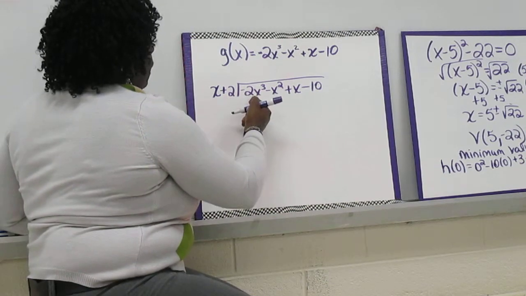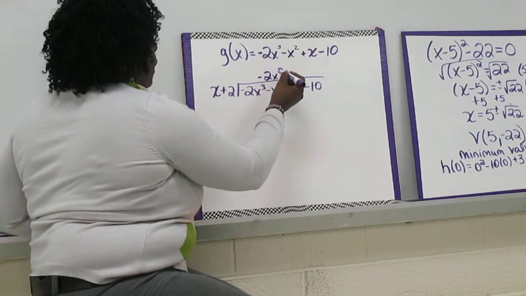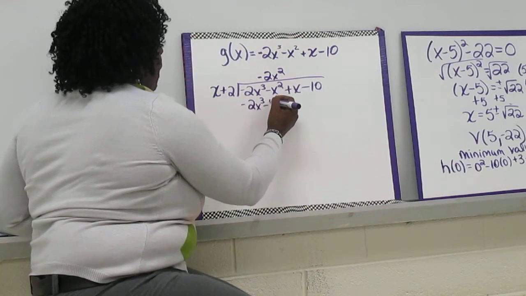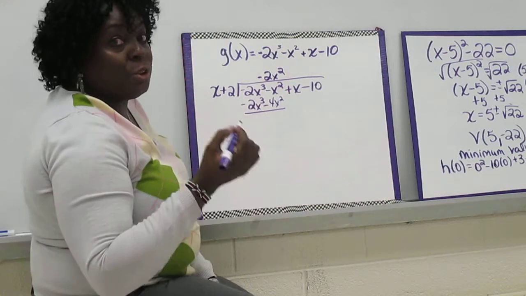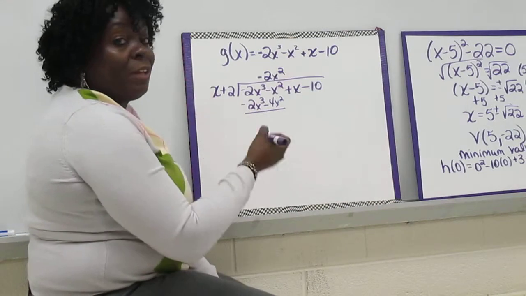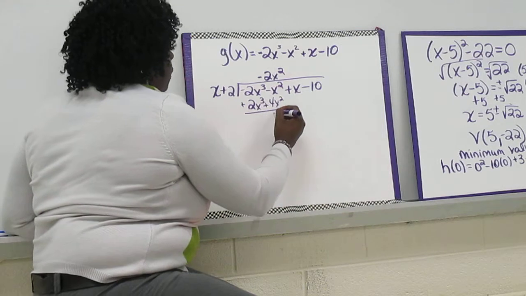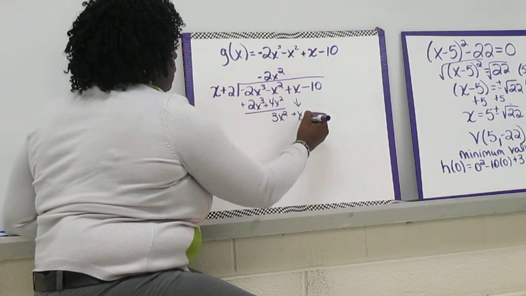So x into negative 2x cubed is negative 2x squared. And then you multiply it, you get negative 2x cubed minus 4x squared. I notice a lot of students do not do this. When you subtract, you have to change both signs, not just one. So that's 3x squared, and you bring down your x.